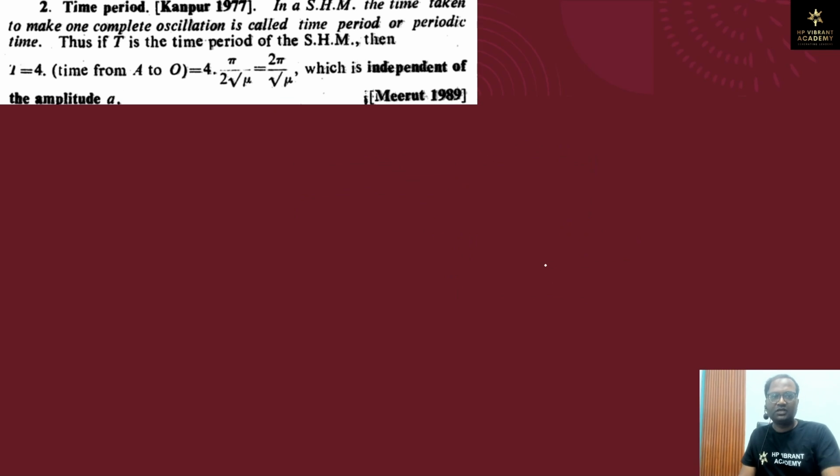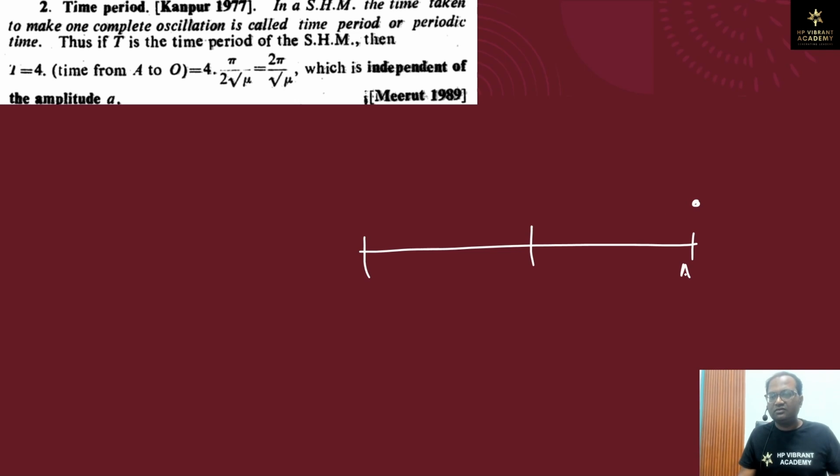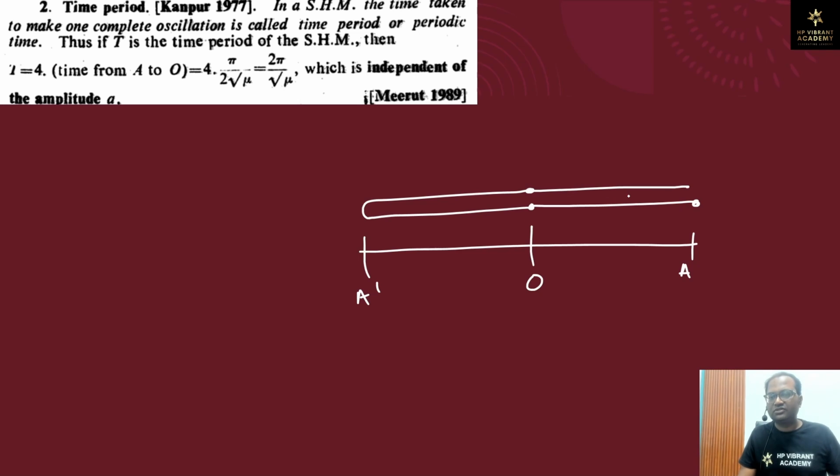Amplitude. Time period. In SHM, the time taken to make one complete oscillation. So we have the complete oscillation is like this. This is the starting point. So from here, A to O, O to A dash, from A dash to O, now from O to A. So this is the complete oscillation.